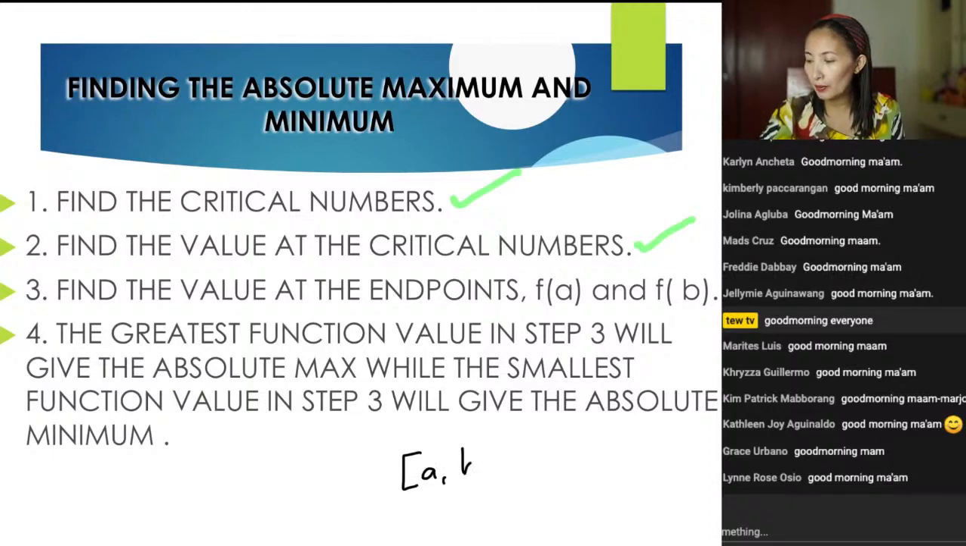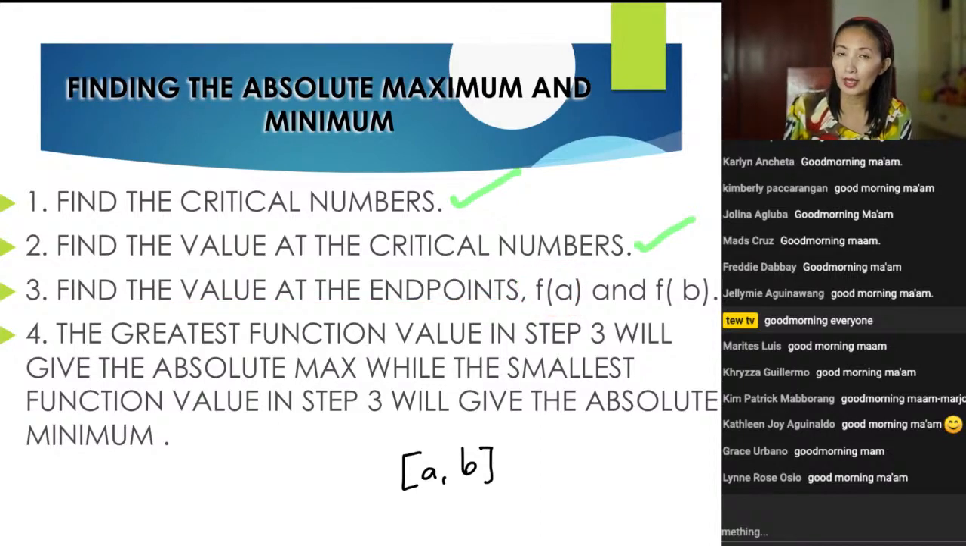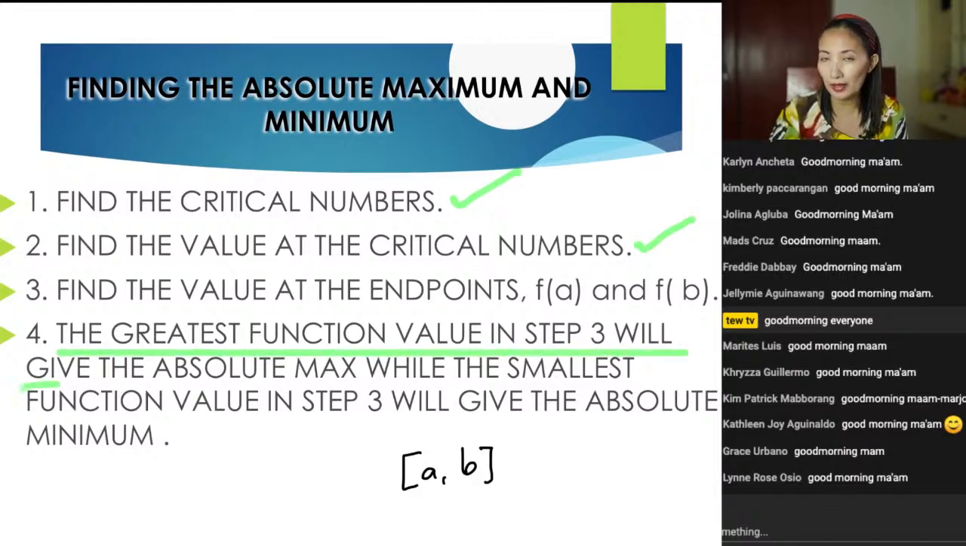Okay, A, B. You know that this is an interval. It's a closed interval. So you have to find also the function value at the endpoints, f of A and f of B. Next, the greatest function value in step 3 will give the absolute maximum, while the smallest function value in step 3 will give the absolute minimum.